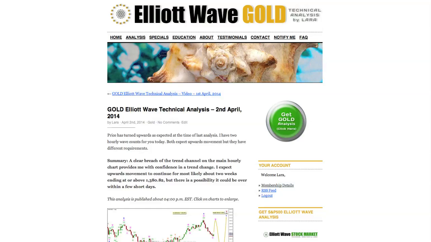Yesterday's analysis said I expected we may have seen a trend change, but it was unconfirmed. It's confirmed today with a clear breach of the channel on the hourly chart. I now have some confidence in expecting that we are in a new upwards trend for gold for the short to mid-term. It may last about 2 weeks. It may reach 1380.82 or above most likely.